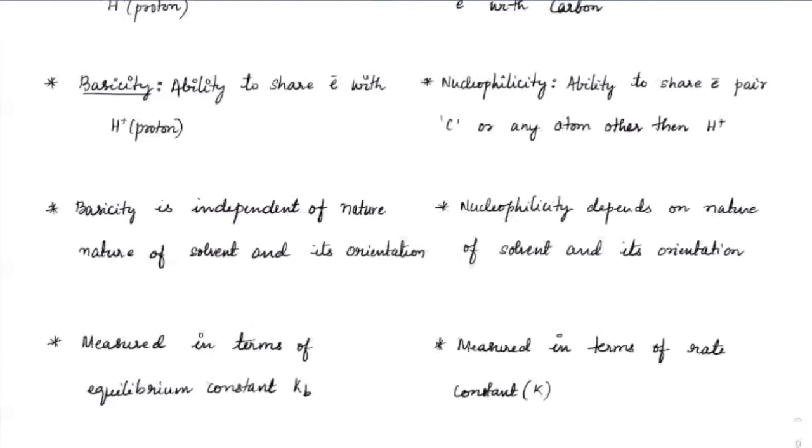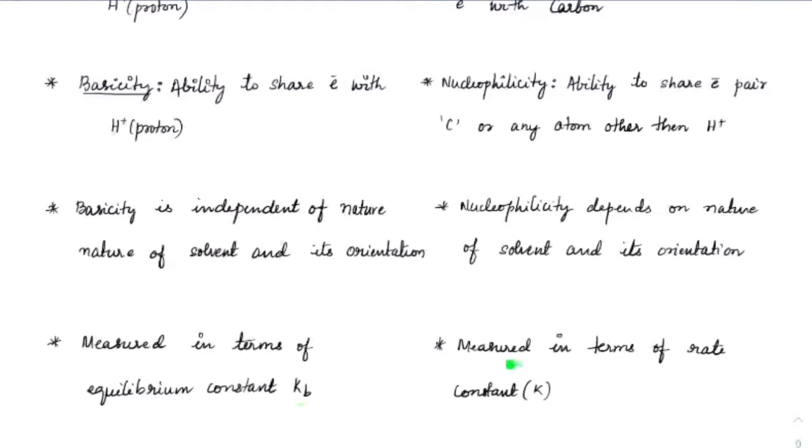Next, basicity is measured in equilibrium constants, right? So like we have Ka and Kb values, and the equilibrium constant value only depends upon temperature. So if the temperature changes, then only the basicity factor will change, but otherwise the equilibrium constant remains irrespective of the solvent.